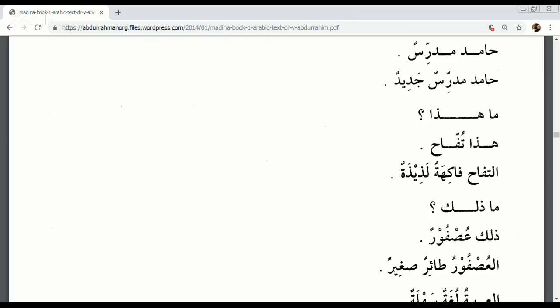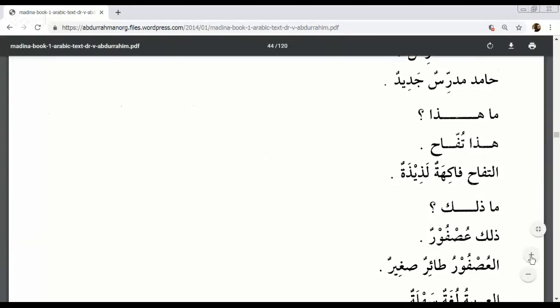Okay, so التفاح فاكهة لذيذة. So the apple is a delicious fruit. So فاكهة means fruit and لذيذة means delicious. Does that make sense, Aisha? Yes, it does. Excellent. Okay, good. Go ahead, Shopna. Next one.